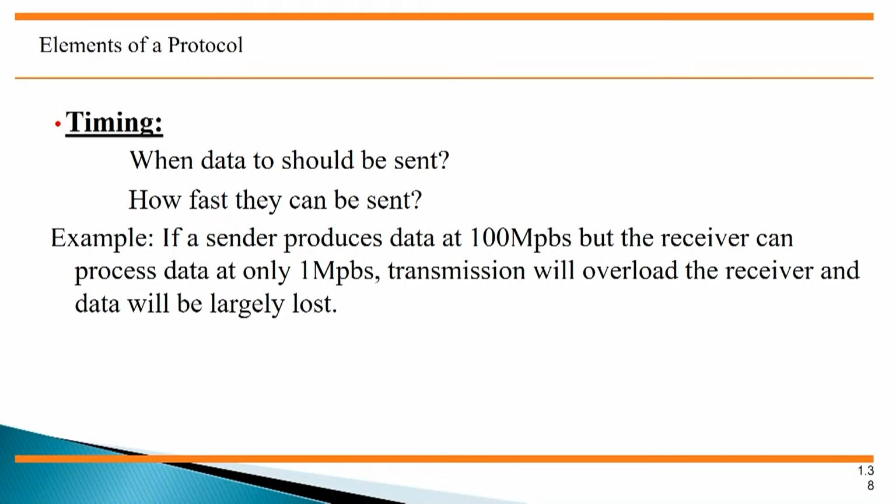Timing: when data should be sent, and how fast it can be sent, is also defined in the protocol. For example, if a sender produces data at 100 Mbps but the receiver can process data at only 1 Mbps, there is a speed mismatch between sender and receiver. Transmission will overload the receiver and data will be largely lost. So we have to decide what the flow of the message from the sender side will be, so that it is not lost at the receiver side.